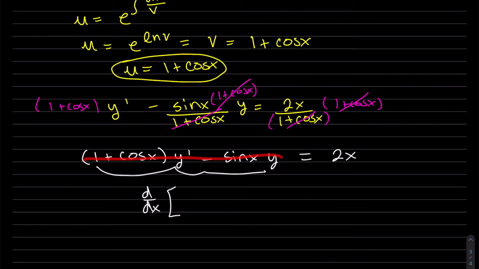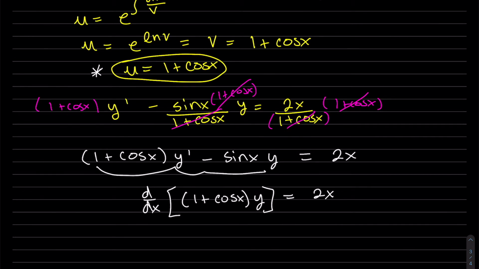This is the product rule. It's the derivative of mu y. Mu is 1 plus cosine of x, times y, which is equal to 2x.